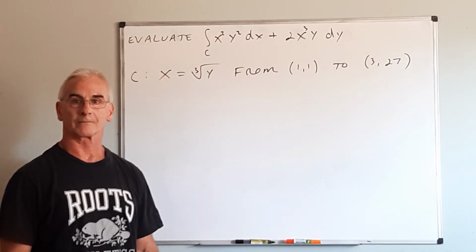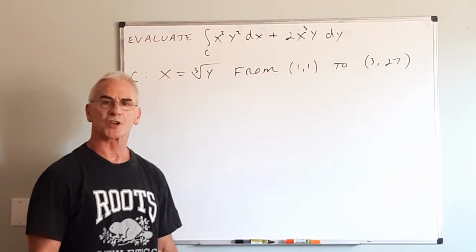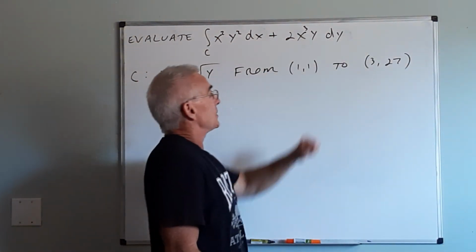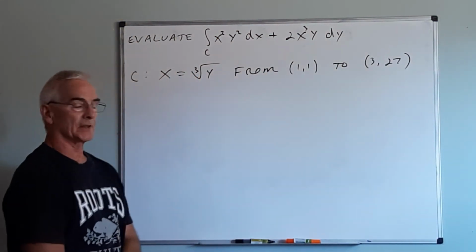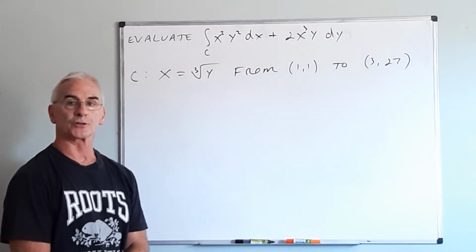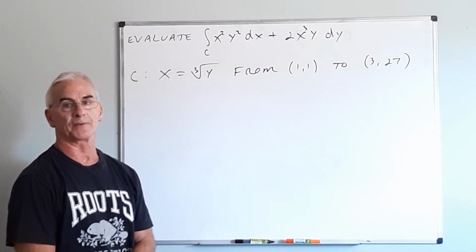We're going to look at the most common type of line integral, one that involves both a dx and a dy at the same time. So we definitely have to parameterize, but once we choose our parameterization, we will have a function of one variable, and the integration is usually fairly simple.